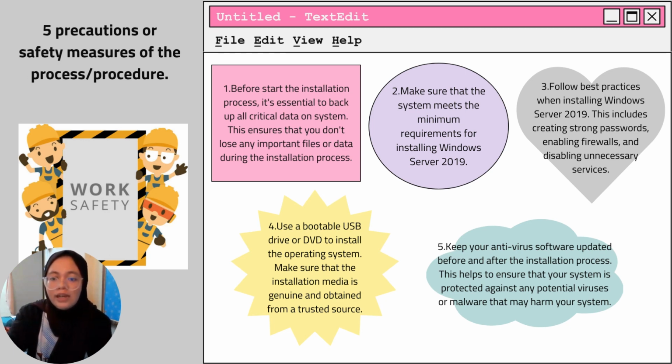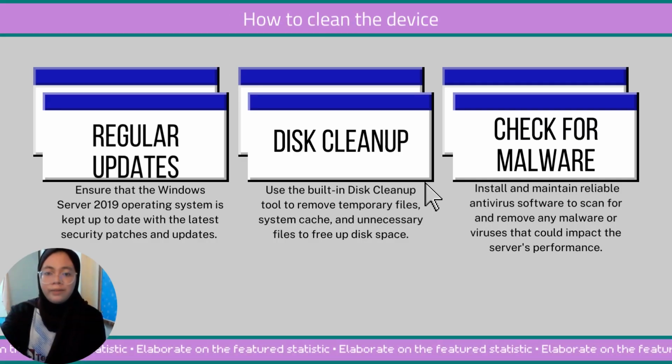And lastly, keep your antivirus software updated before and after the installation process. This helps to ensure that your system is protected against any potential viruses or malware that may harm your system. Next, the necessary part: how to clean the Windows Server. Firstly, regular updates. Ensure that the Windows Server 2019 operating system is kept up to date with the latest security patches and updates. Next, disk cleanup.